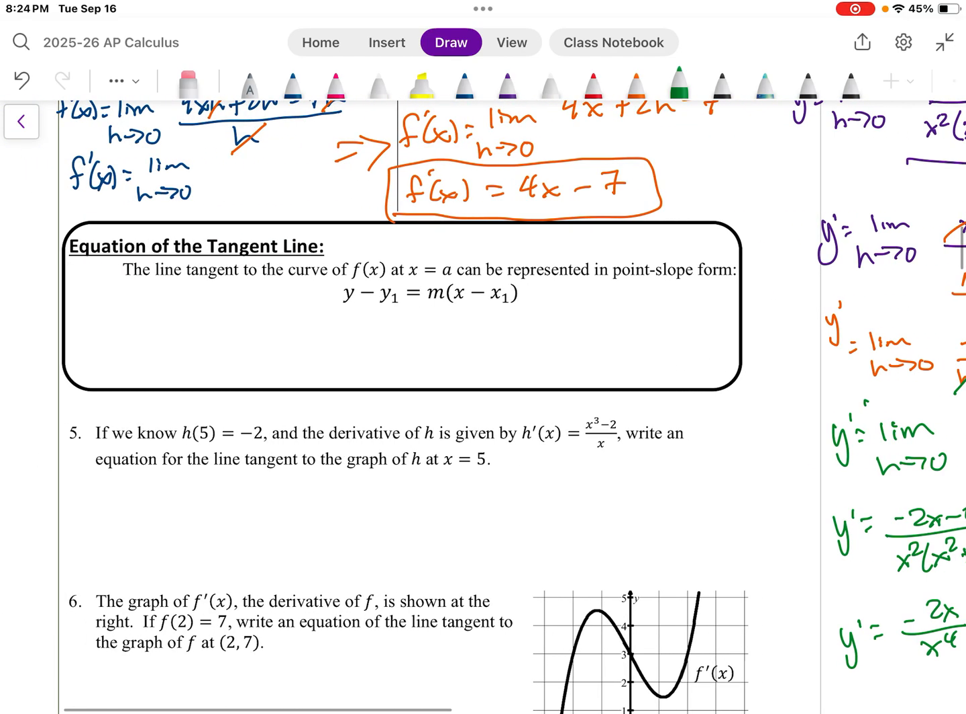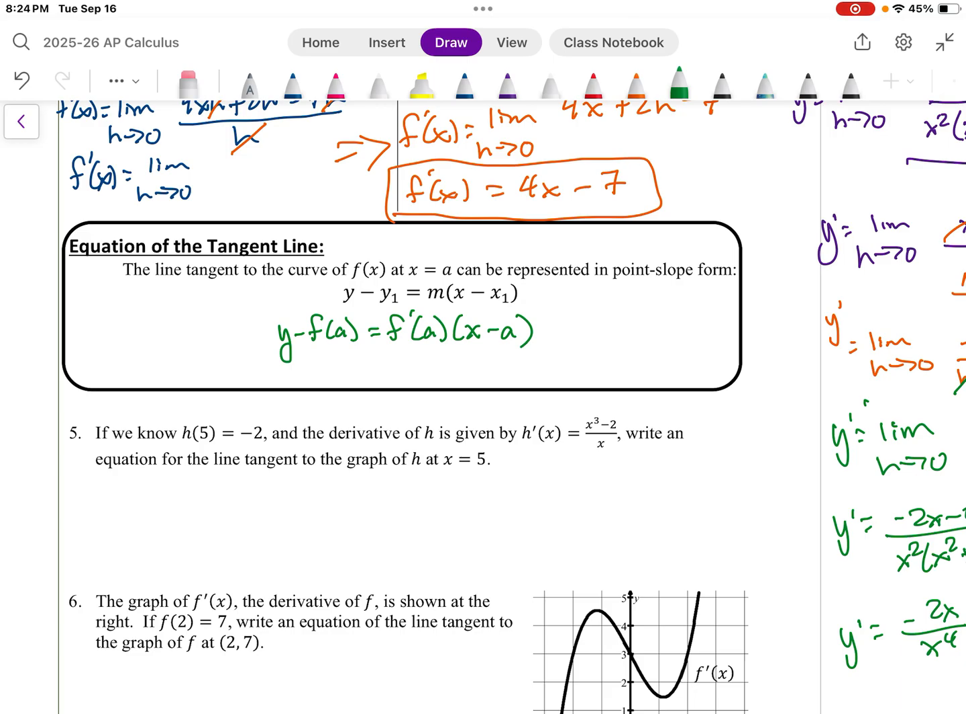That leads us into the last part of the lesson, the equation of the tangent line. So the equation of the tangent line to the curve f of x at a certain point, let's say x is equal to a, can be represented in point slope form as follows: y minus f of a equals f prime of a times x minus a. So that's how you can define the equation of the tangent line.